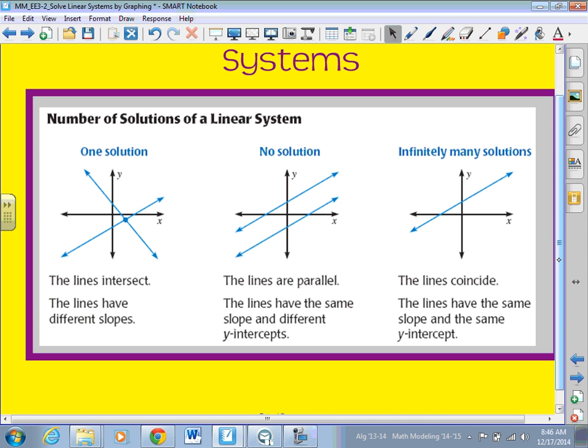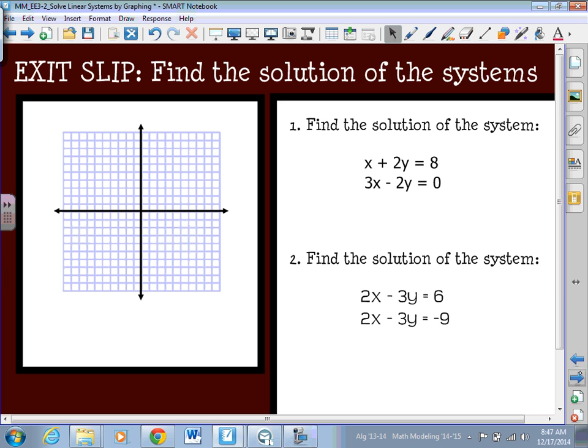All right, and then infinitely many solutions, the lines coincide, meaning that they are the same line, they have the same slope and the same y-intercept, they are identical. So we have 3 different options here just like we did when we were solving equations, except now we're solving systems, 2 of them. So here's your exit slip.